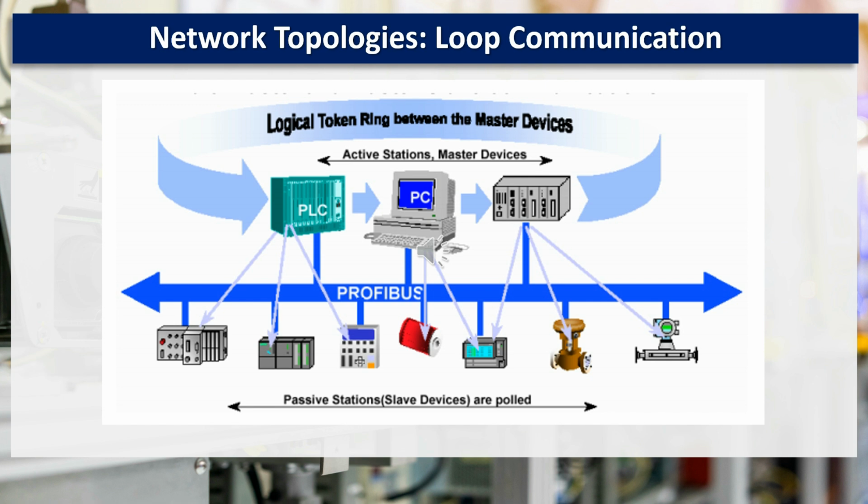The first one is called loop communication. Loop communication used to have names like token ring and master slave, but the same premises still are involved. Its infrastructure is similar to addressable fire alarm systems. Devices communicate along the same network, and they each have their own unique address.